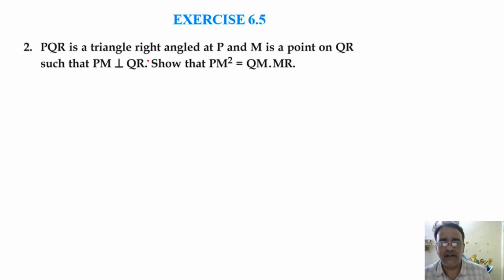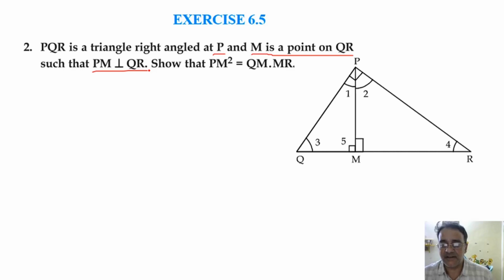PQR is a triangle right angled at P, and M is a point on QR such that PM is perpendicular to QR. Show that PM square is equal to QM into MR. See this figure. QM into MR is equal to PM square. So what we have to do, we have to show these two triangles similar.